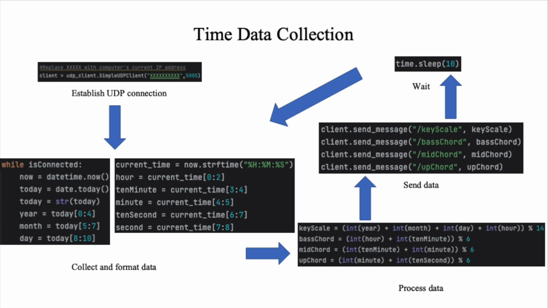First, a UDP connection is established. The program then collects and formats the time data. Subsequently, data is processed and supplied with tags to be able to map it correctly to sound processing. Finally, the data is sent off to the sound engine and the data collection process repeats in 10 seconds.